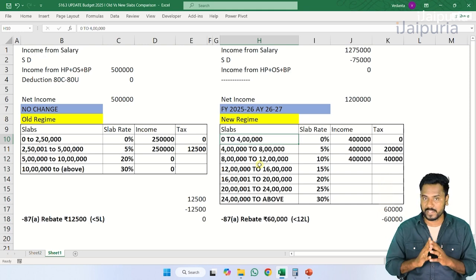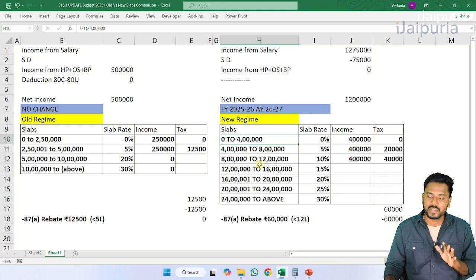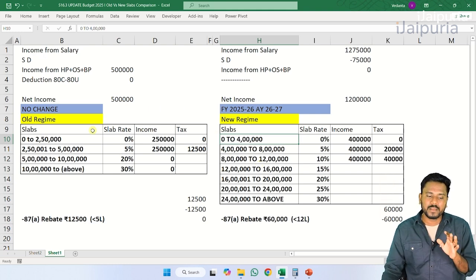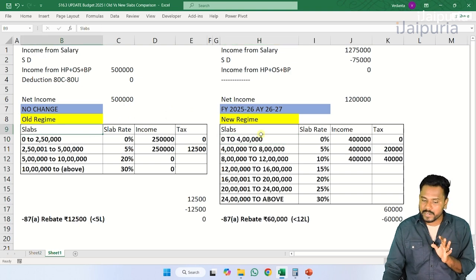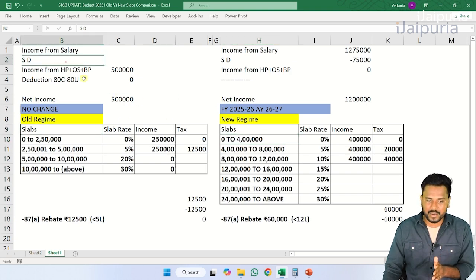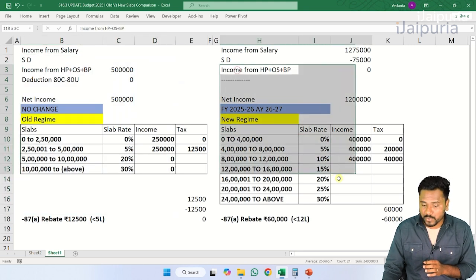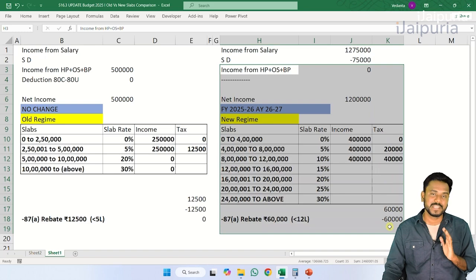And one more thing: only if you file the returns before your income tax filing due date can you go with the old regime or the new regime. Once the due date is crossed, you cannot file via the old regime. You have to go only with the new regime. Keep this in mind.